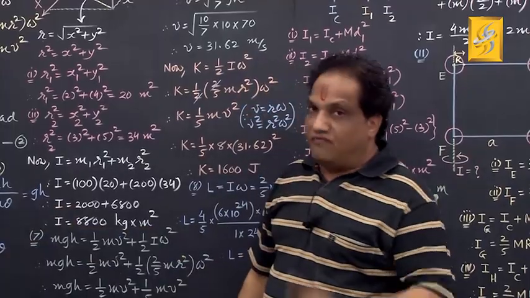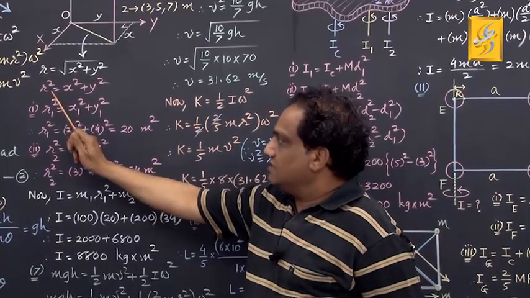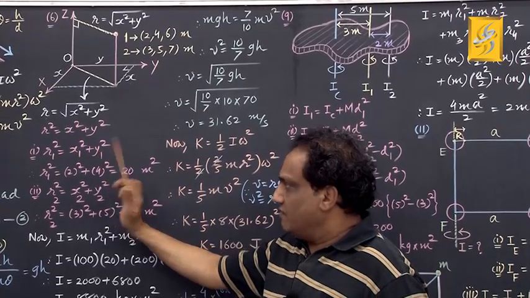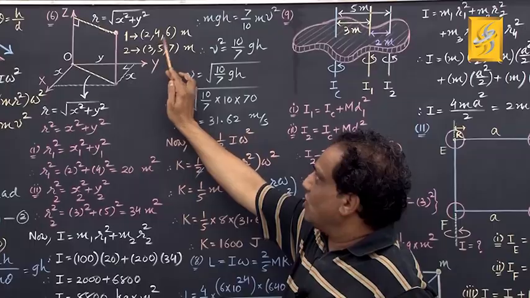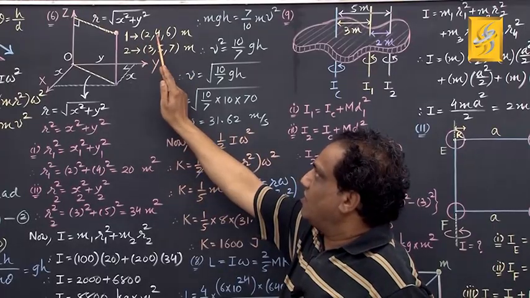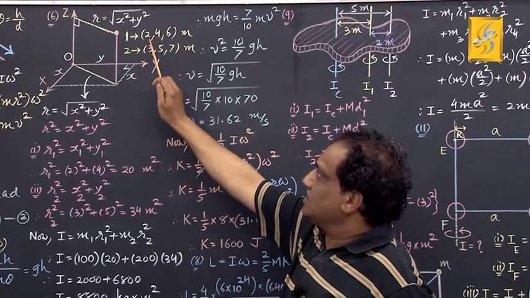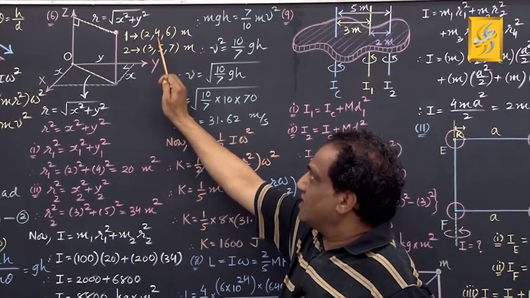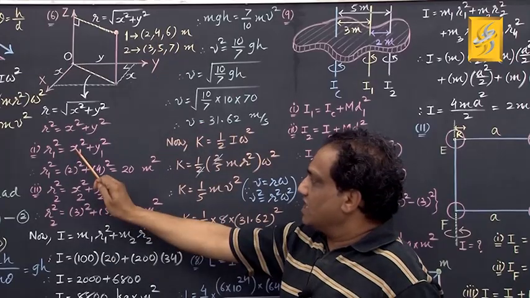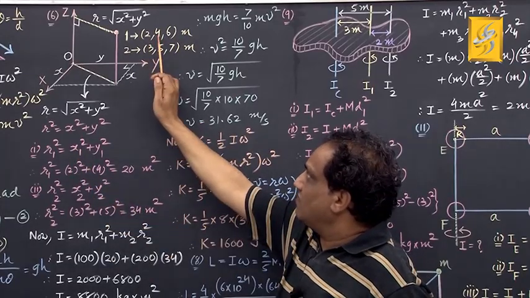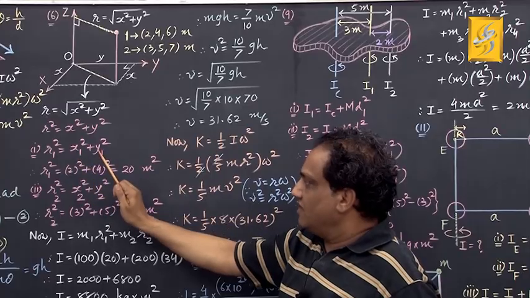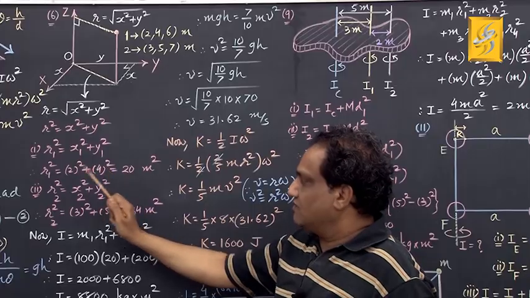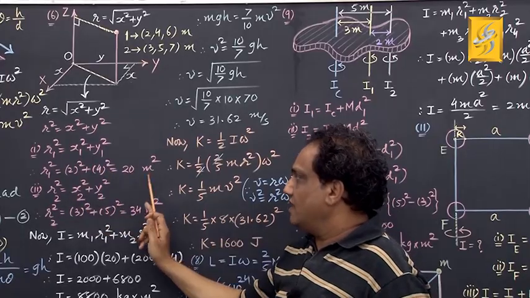Okay? Now for first particle, instead of r, just write r1. Instead of x, you write x1. Instead of y, you write y1. Coordinates of first particle they have given 2, 4, 6 meter. So this is x coordinate of first particle x1, this one is y coordinate of first particle, that is y1. So right now x1 is 2 and y1 is 4. Come on, 2 square is 4, 4 square is 16, 16 plus 4 that is 20 meter square.